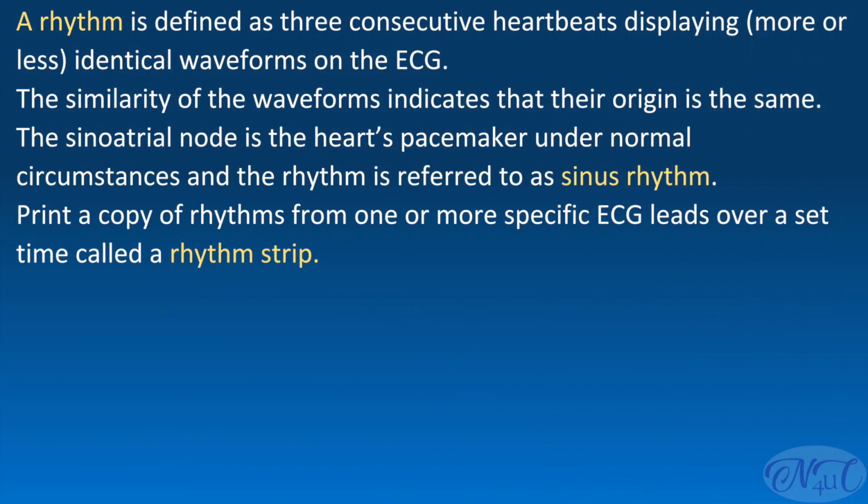A rhythm is defined as 3 consecutive heartbeats displaying identical waveforms on the ECG. The similarity of the waveforms indicates that their origin is the same. The sinoatrial node is the heart's pacemaker under normal circumstances, and the rhythm is referred to as sinus rhythm. A printed copy of rhythms from one or more specific ECG leads over a set time is called a rhythm strip.